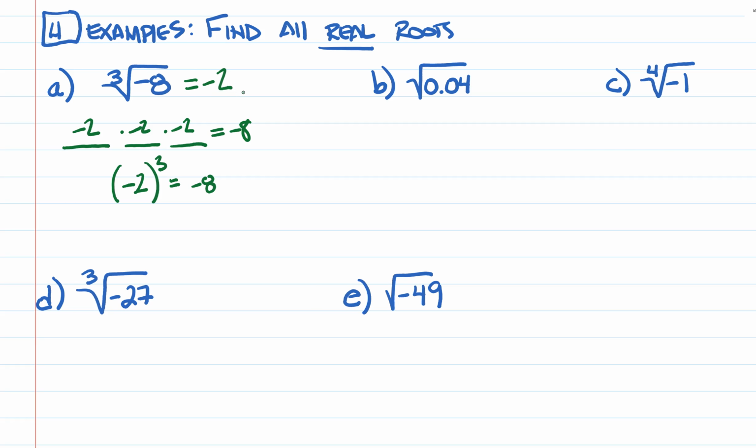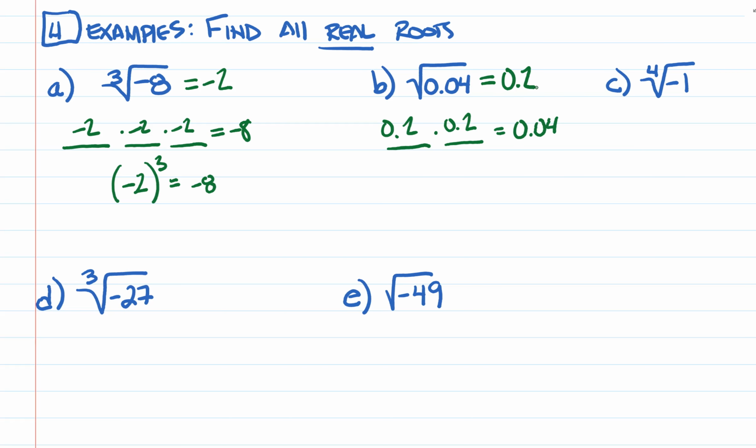Part B says the square root of 0.04. So what number times itself gives me back 0.04? Well, that'll be 0.2, right? 0.02, 0.2. 0.2 times 0.2 gives me 0.04. So therefore, the square root of this is 0.2.